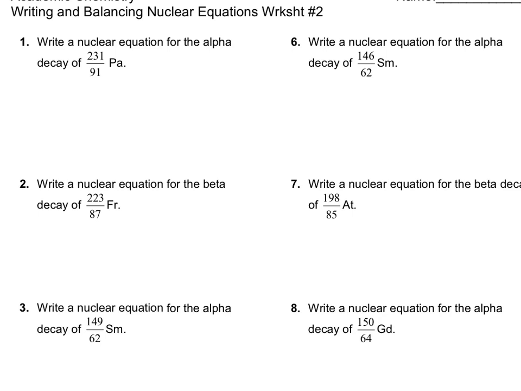So if you want to follow along, let's jump into number one just to get the idea of what's expected. Number one says, write a nuclear equation for the alpha decay of 231 over 91 Pa. Now, element Pa is actually protactinium, and we are going to do an alpha decay, which means we are going to start with this radioisotope.